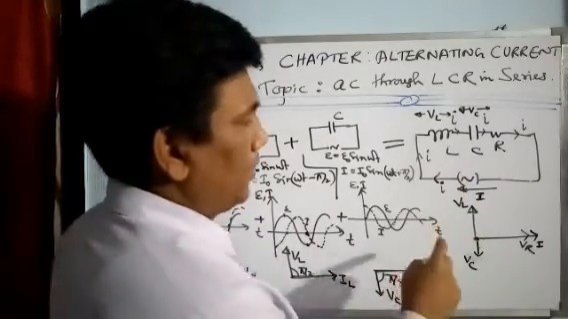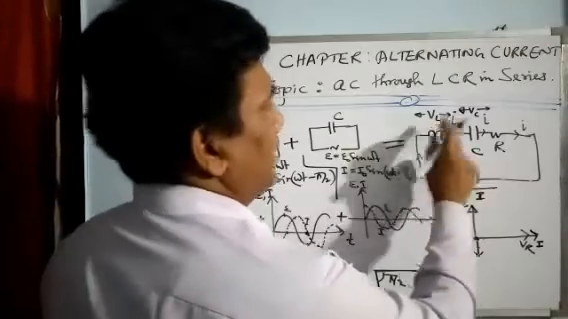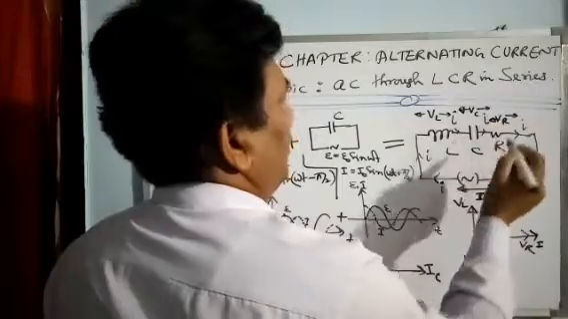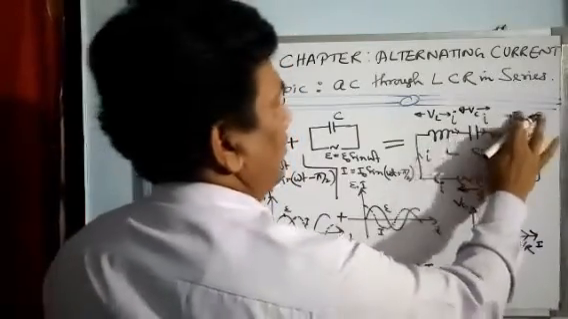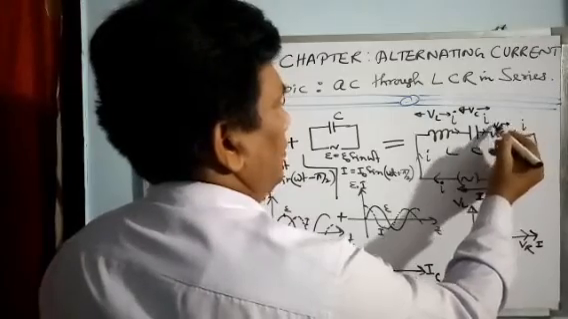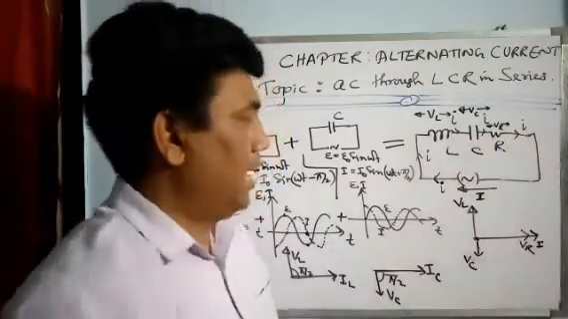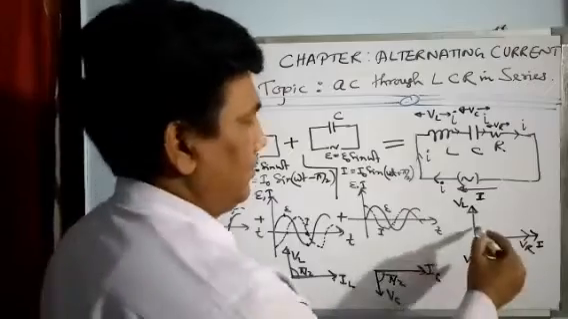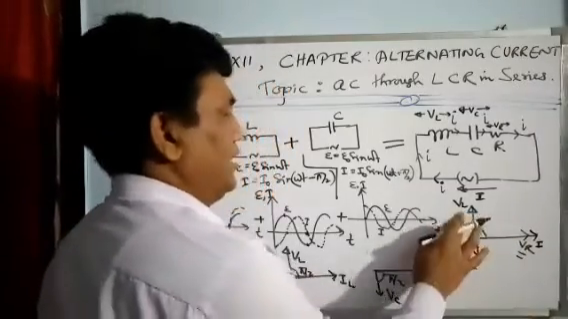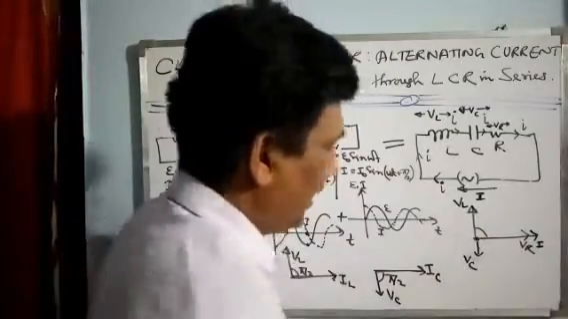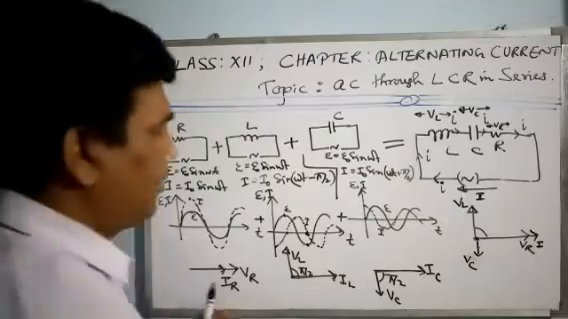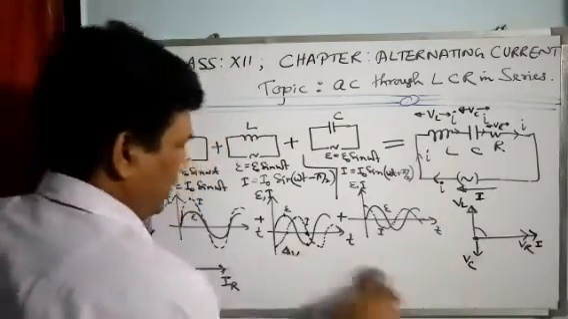So what is the phase difference between voltage across inductor and voltage across resistor? Voltage across resistor and voltage across inductor. Try to answer. Yes, it is 90 degree. This is voltage across inductor, this is voltage across resistor, this is 90 degree. Good. Now I need to wrap this part, and I am sure you have already copied all these things. Now you see what will happen.